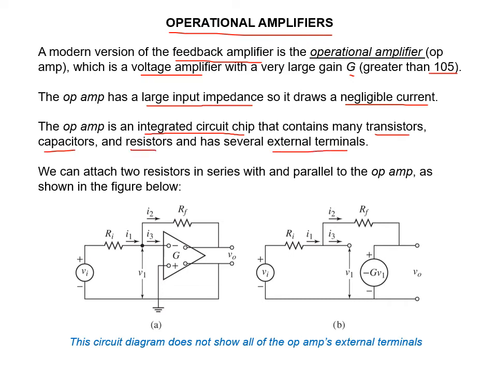So we can attach two resistors in series and parallel to the op amp as shown in these figures below. We can see at A here and over B here, the circuit diagram does not show all of the op amp's external terminals.